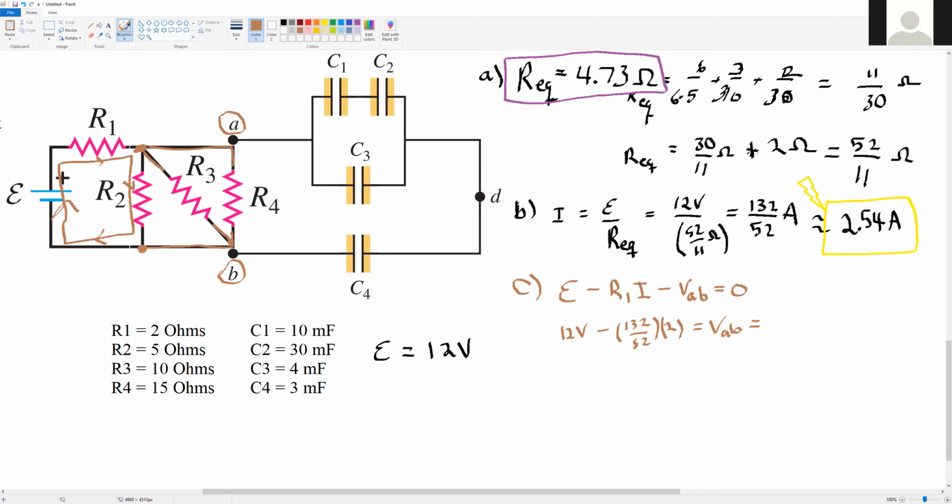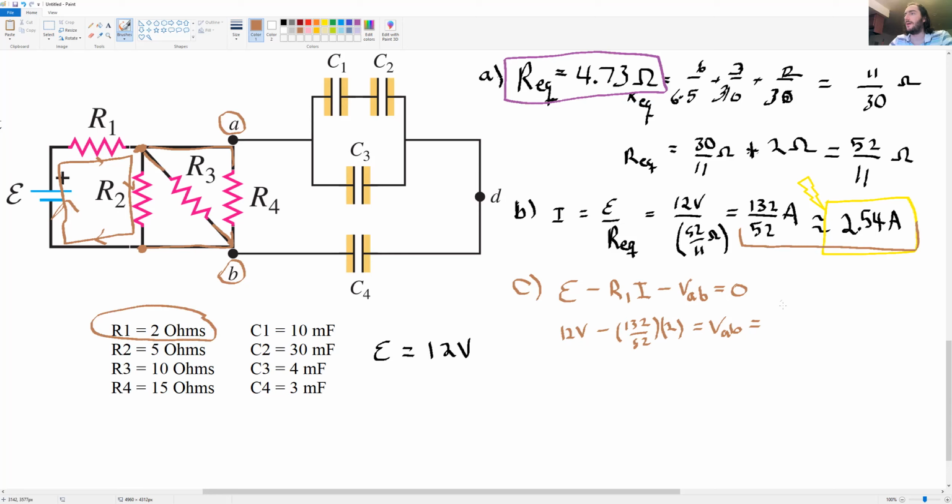Wait, is current 2.54 and not 2? This is the value I think you gave me, so I'm not sure. Is that the right one? No, because when you wrote in part C, it says times 2, but when it's B it's 2.54. Oh, the current here is 132 over 52 as an exact answer. Oh, sorry. Yeah, never mind. The 2 is R1, I was getting mixed up. Yeah, right there.